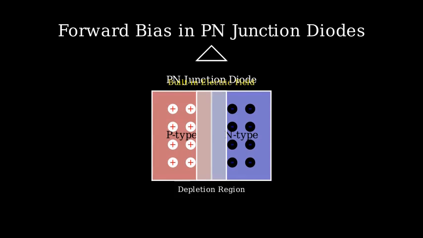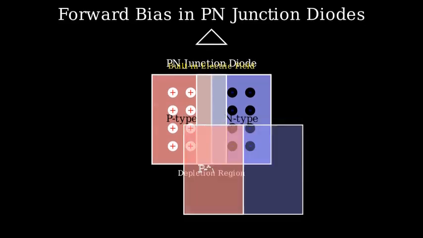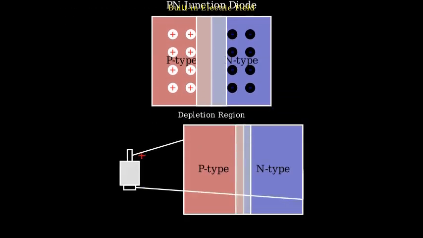Now, let's understand what forward biasing means. Forward bias is when we connect the positive terminal of a battery to the P side and the negative terminal to the N side. This setup applies an external electric field that opposes the built-in electric field of the depletion region. As the external voltage increases, the depletion region narrows, reducing the barrier to charge carriers.